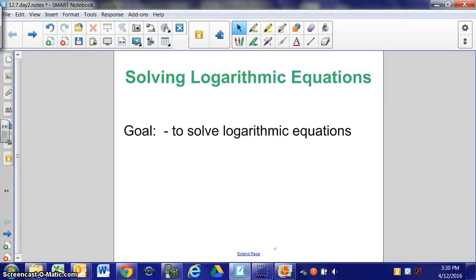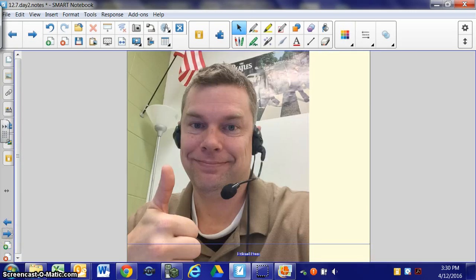All right, here we go. Day 2 of solving logarithmic equations. Our goal: to solve logarithmic equations. Similar to yesterday, but we are going to continue to kick the difficulty level up a little bit so we can become advanced algebra students. So are we ready? I hope so. Yeah, let's do it. Thumbs up.